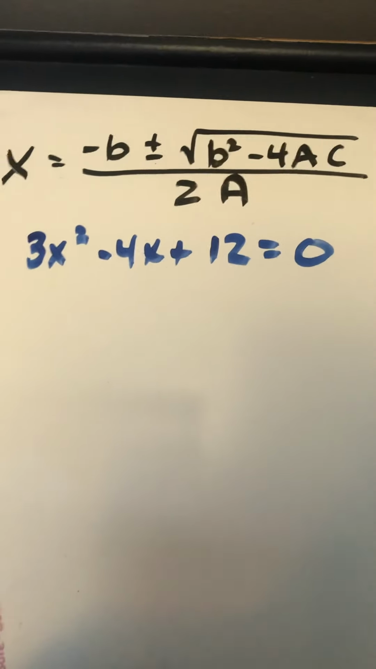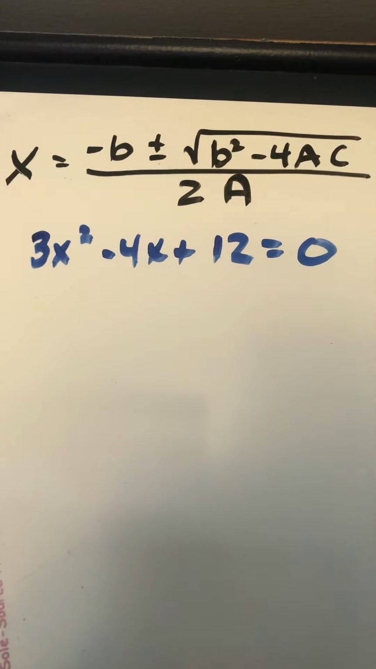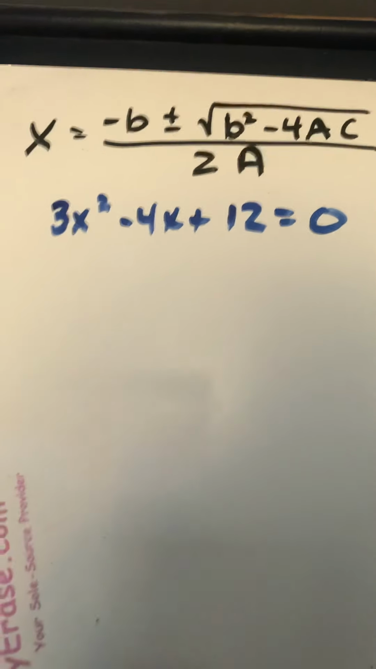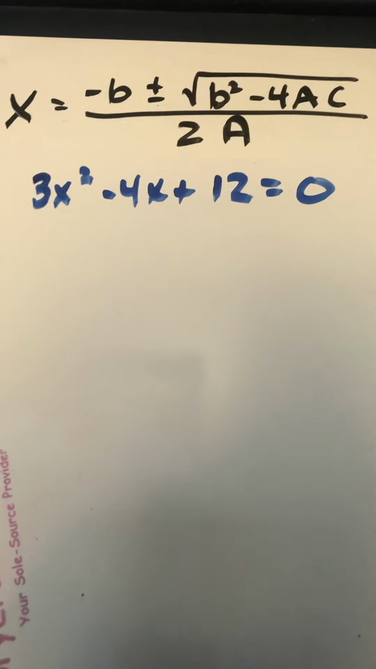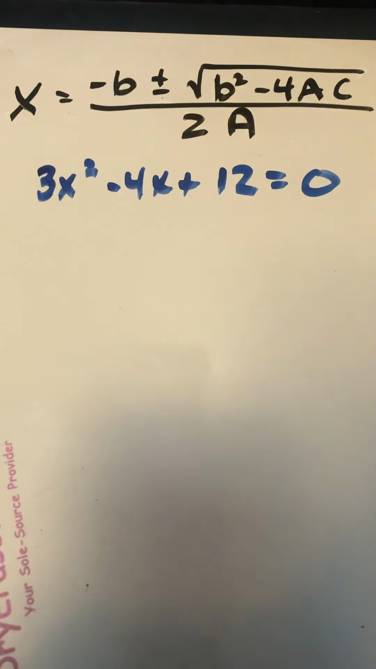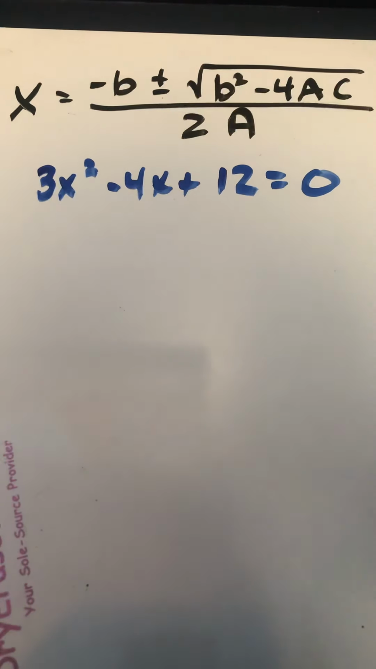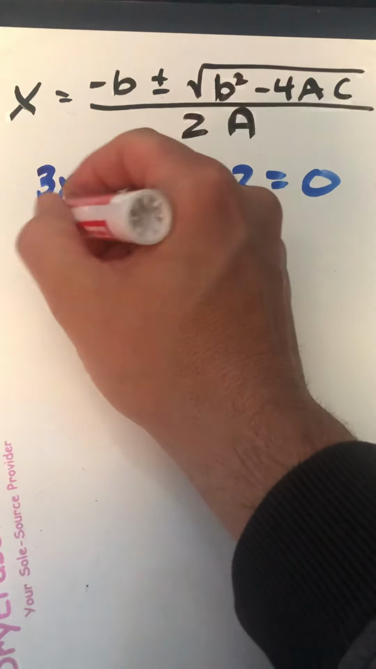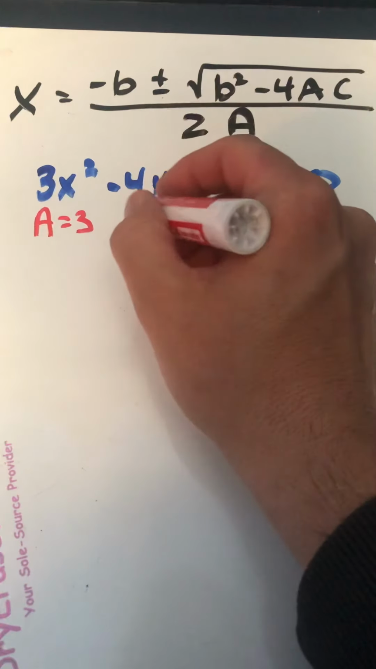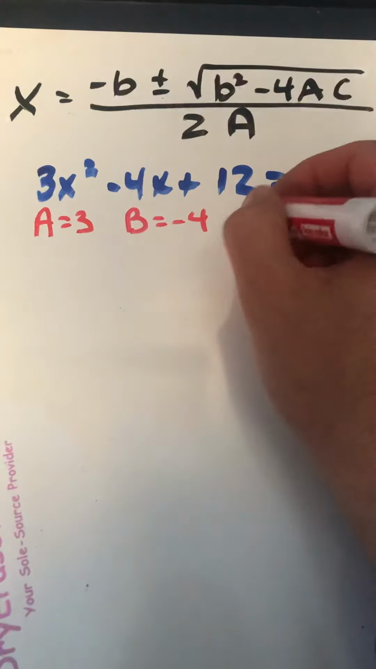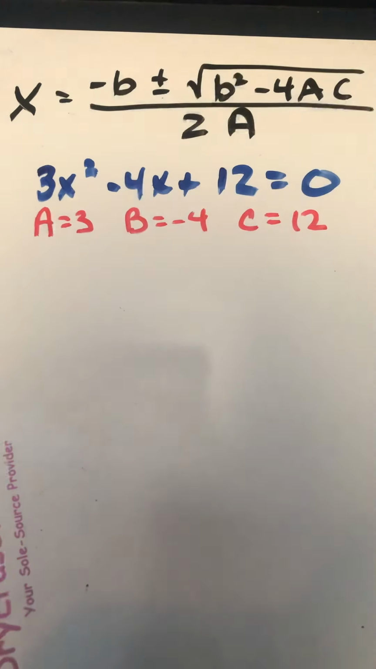So we return to the question at hand: 3x squared minus 4x plus 12 equals 0. How are we going to solve this equation? There's potentially two solutions, one solution, or no solution. The first thing we're going to do is identify a, b, and c. Our a value is 3, our b value is negative 4, and our c value is positive 12.